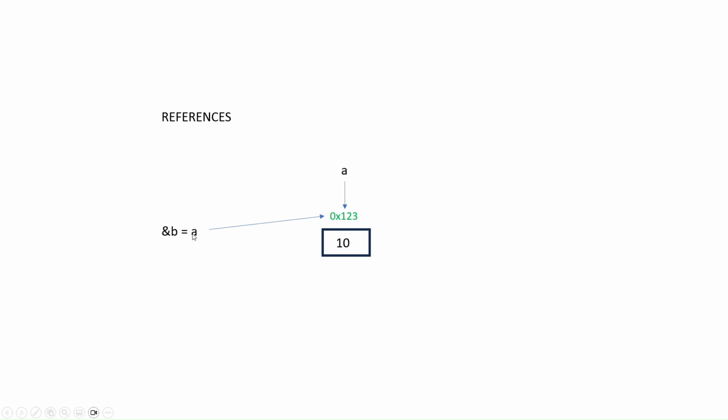When we talk about this address 0x123, variable names a and b act as aliases. That means a nickname to that address. That's all references are.